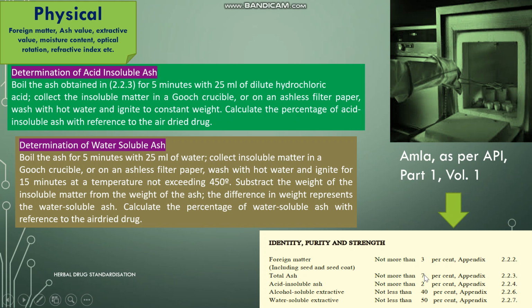Suppose your sample has more than 7% ash, what does it indicate? It indicates that your sample is not of good quality. It might contain more inorganic substances, and if you prepare a formulation from that particular drug, it might cause lethal or toxic effects, because the increase in inorganic content might decrease the pharmacological action of the drug and increase its toxic effect.